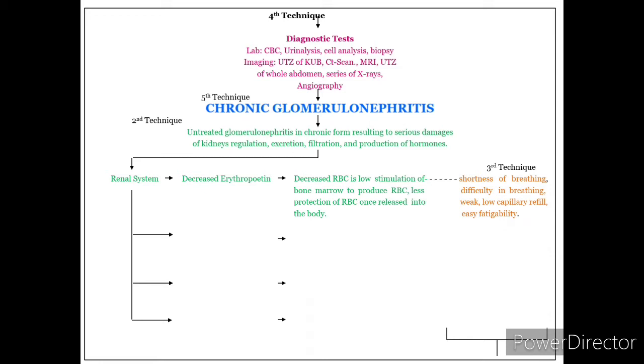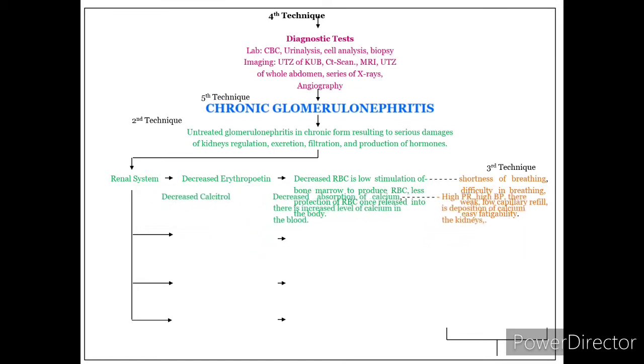There is decreased production of erythropoietin, which supposedly provides protection of the RBC once it is already in the blood circulation. And the RBC will be properly produced once erythropoietin stimulates the bone marrow. Because it is already affected, it can lead to different kinds of clinical manifestations such as shortness of breathing and the rest of the clinical manifestations.